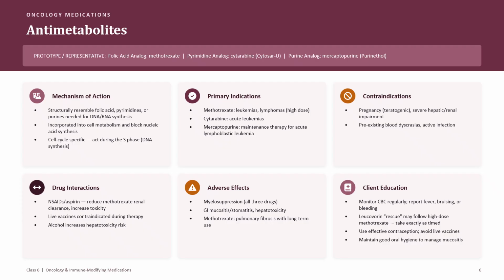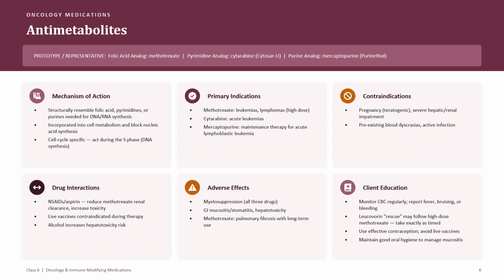When you're thinking of a cell building DNA, think of it like building a brick wall. You need specific bricks to build a brick wall. The same goes for the cell building DNA. It needs specific compounds in order to build the DNA inside of the cell. It needs folic acid, it needs pyrimidines, and it needs purines.